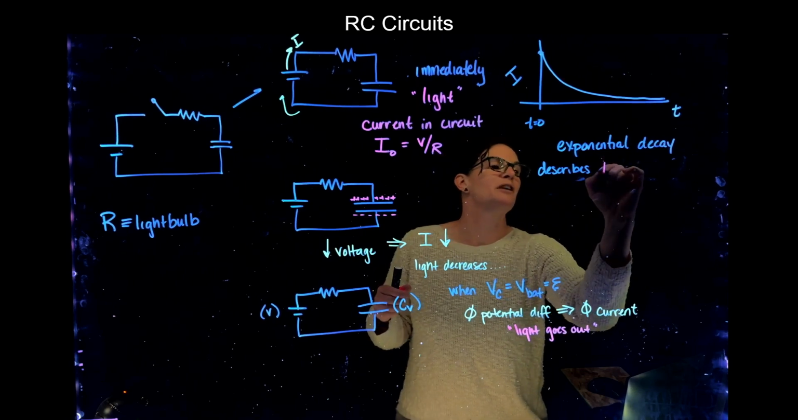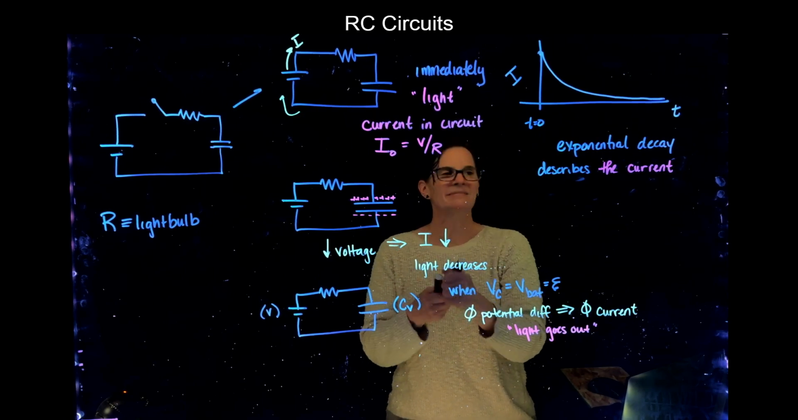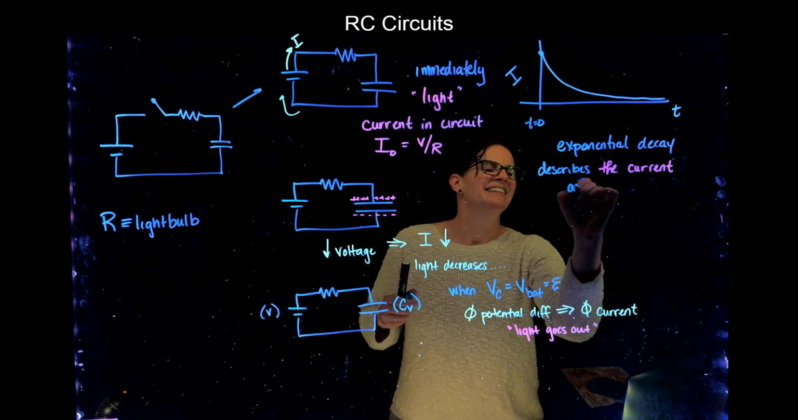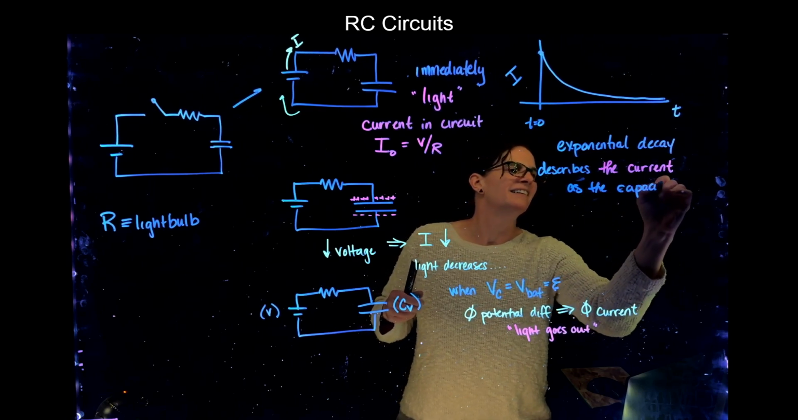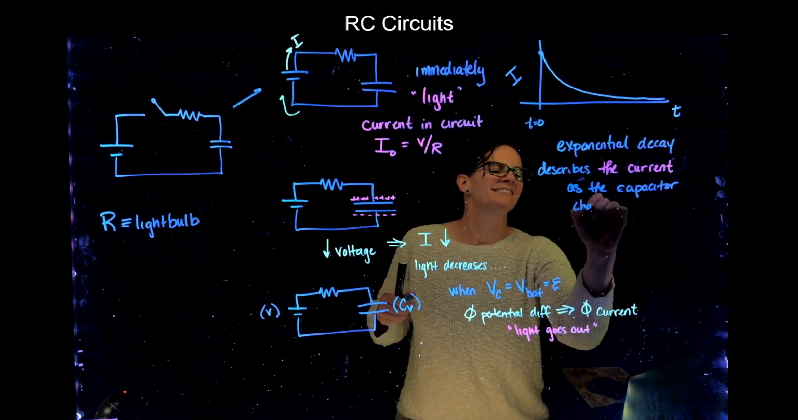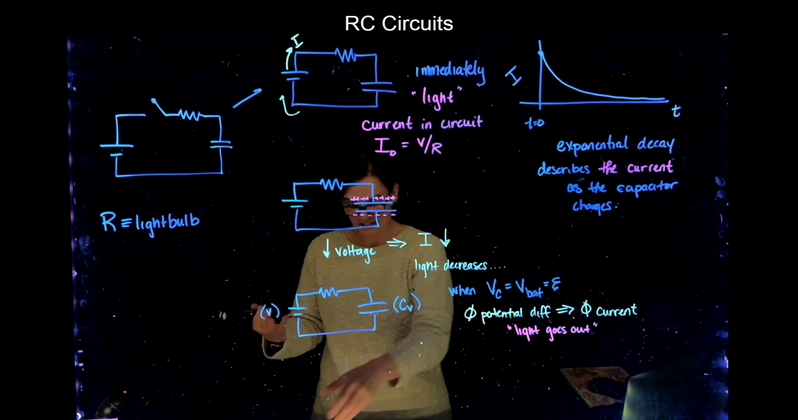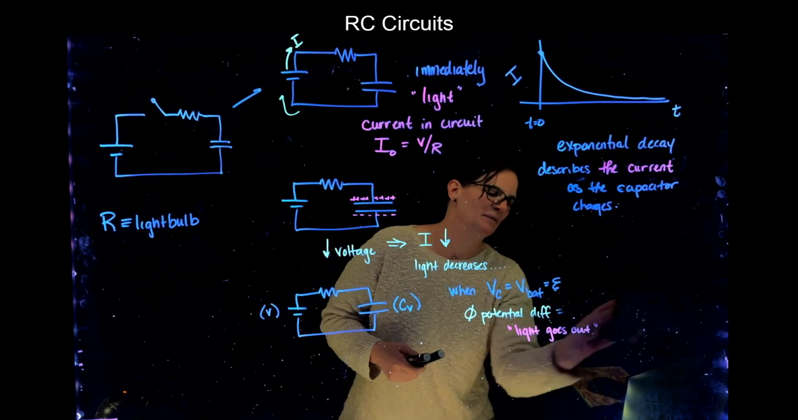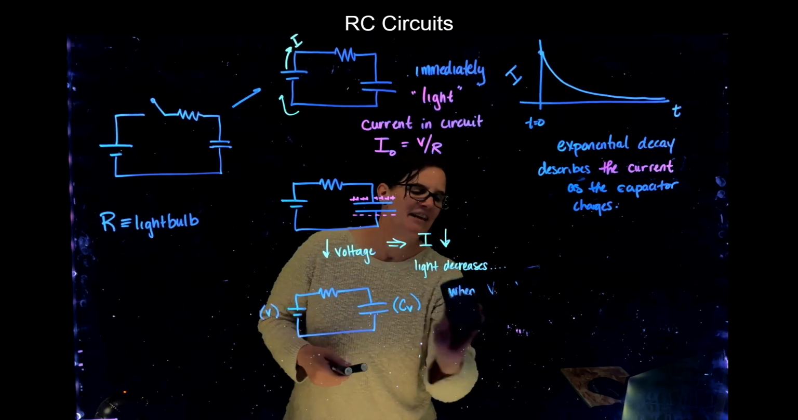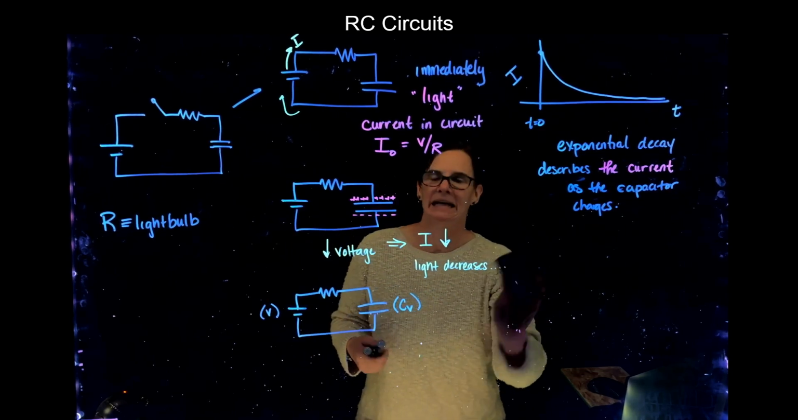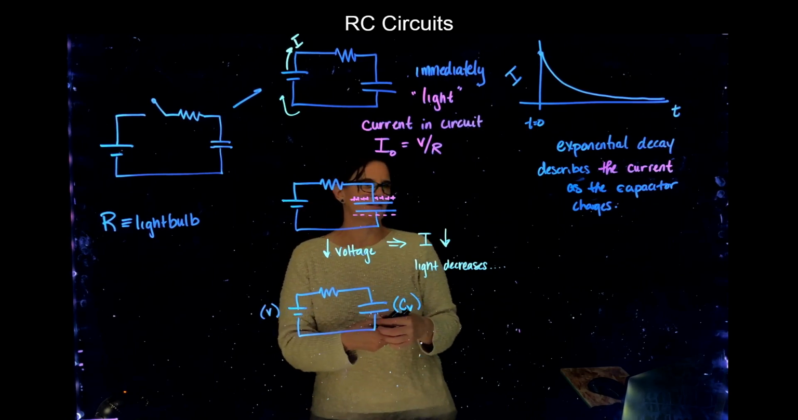This exponential decay describes the current as the capacitor charges. There we go. Because what I want to now share is, well, how does the voltage across the capacitor look? If the current is decreasing exponentially, how does the voltage across the capacitor look?